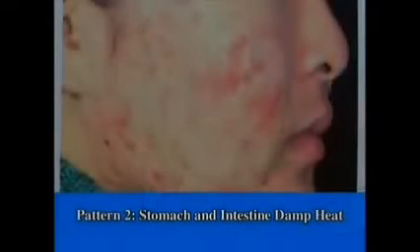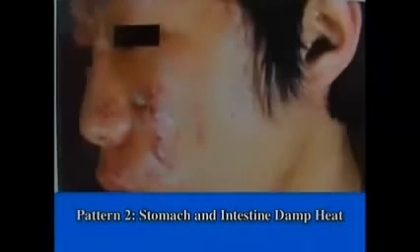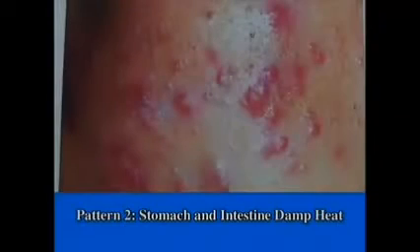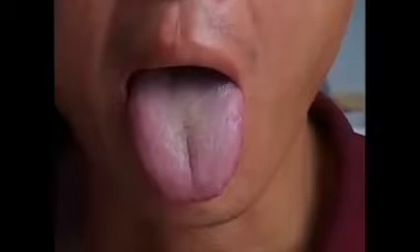Pattern 2: Stomach and intestine damp heat. Primary symptoms: pustular or nodular acne, distributed primarily on the forehead or cheeks, that is red, swollen, and painful, increased oily skin secretions, dry bound stool, scant and painful urination, a red tongue with yellow greasy fur, and a slippery rapid pulse.